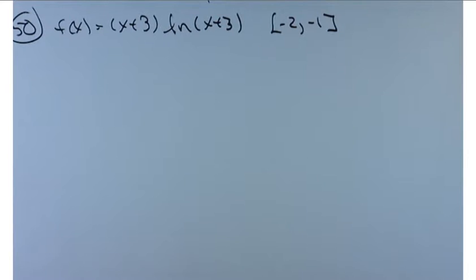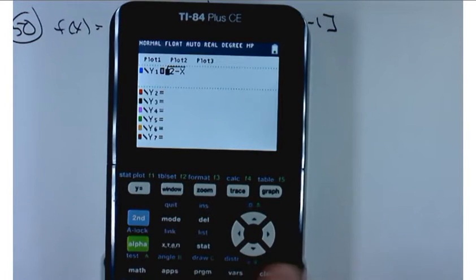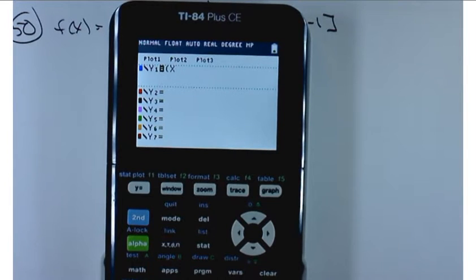Now let's graph it, okay? Graphing it will help us check the assumptions. What 2 assumptions are we going to look for? Good. Differentiable and continuous. Parentheses x plus 3, right parentheses, ln of x plus 3.